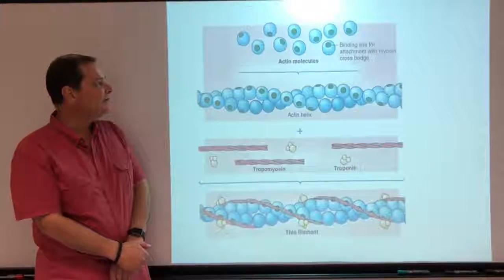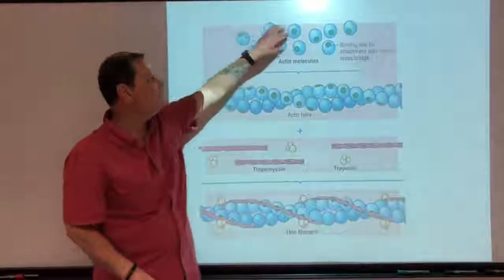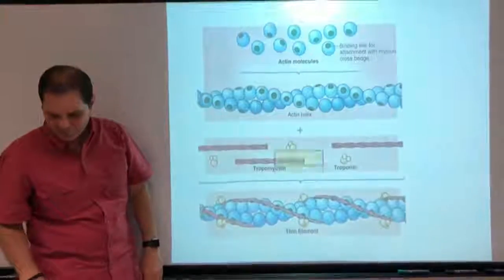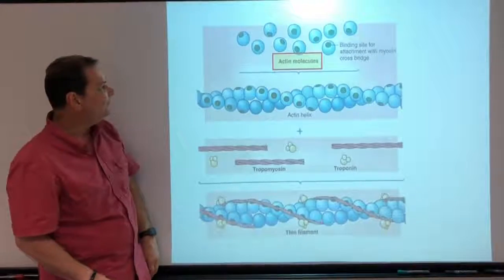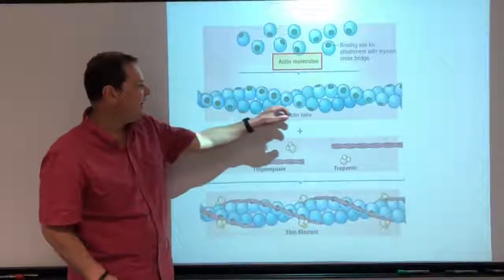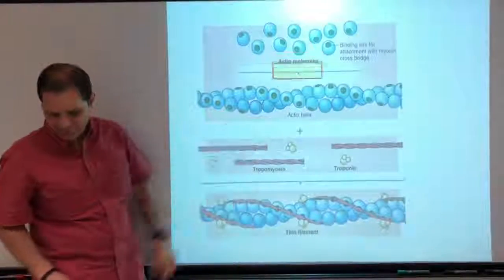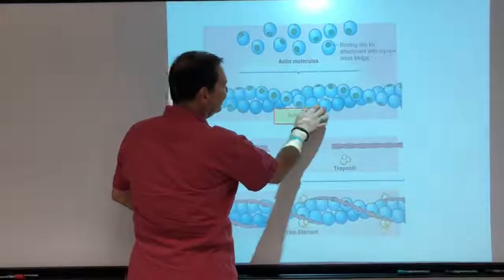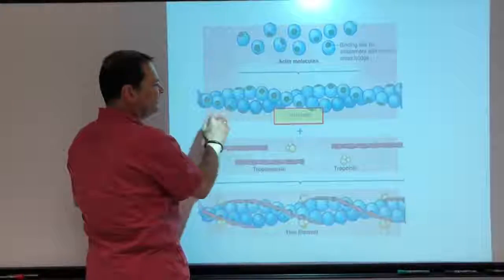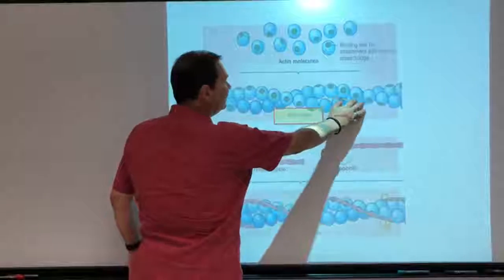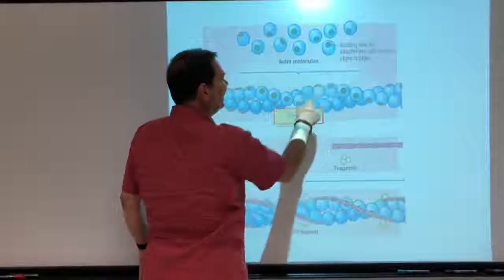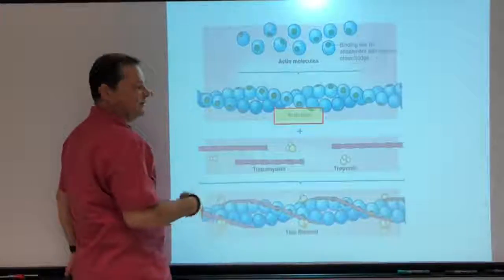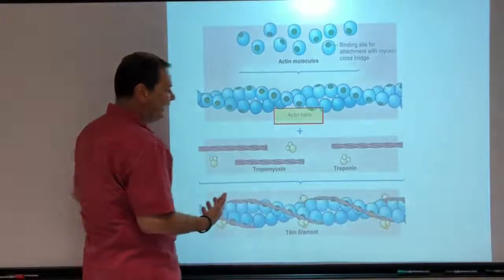Your actin molecules are basically these little balls. And what happens is they self-assemble to form this actin helix, this filament here. So you can see these are assembled here in a helix. This is your actin molecule here. This is a binding site for myosin. So this is where your myosin head will connect to the actin when you contract.